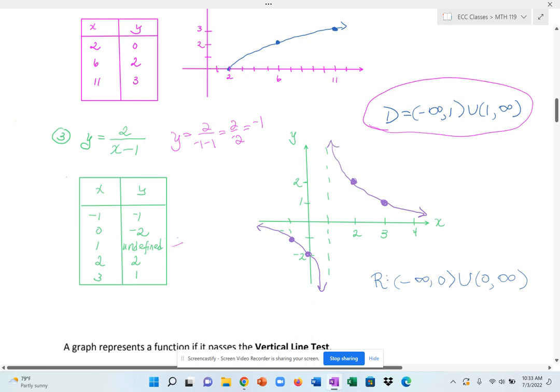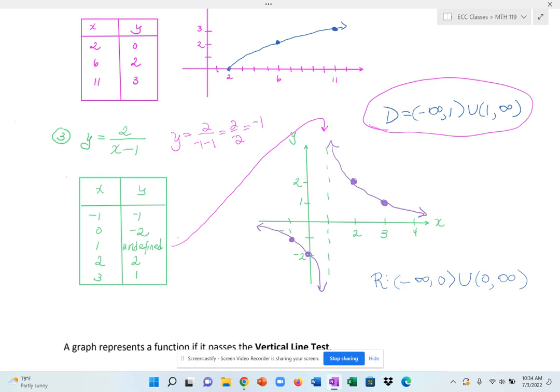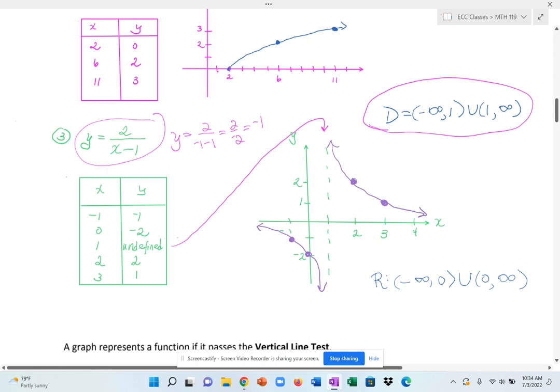This line at 1 is a vertical line, which is an asymptote. The graph will get close to that vertical line. That's why it's dashed. It's not really part of the graph, but it kind of frames where the rest of the points go. And then the rest I plotted here in purple. And so the graph is really in 2 parts, but this represents the graph of this rational function.